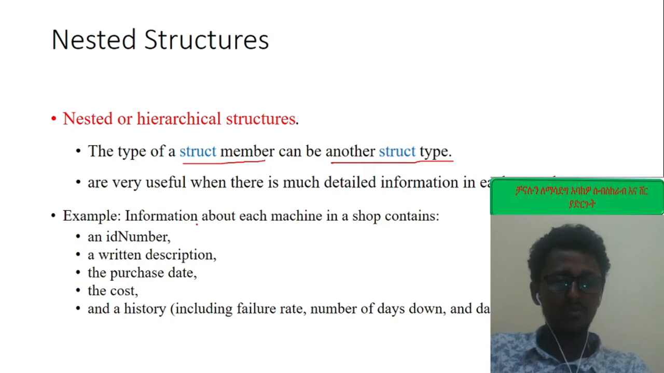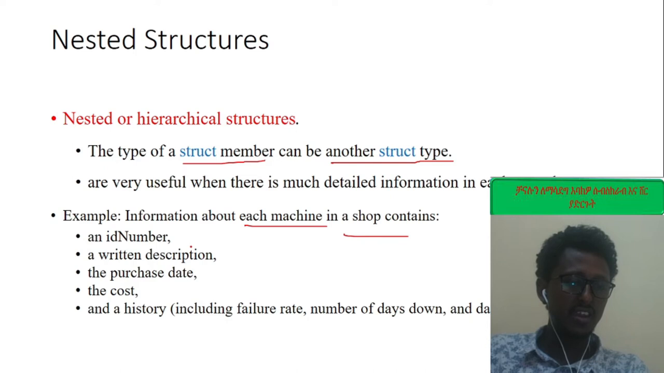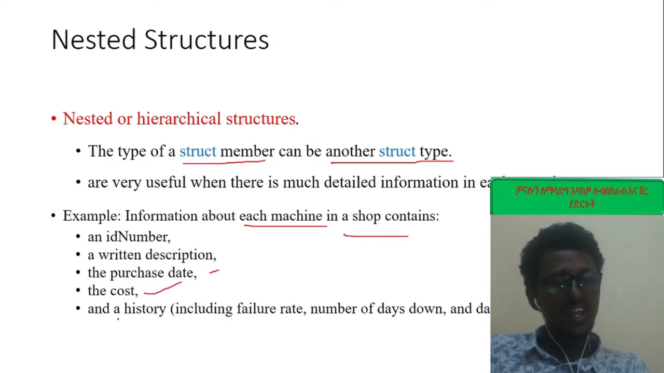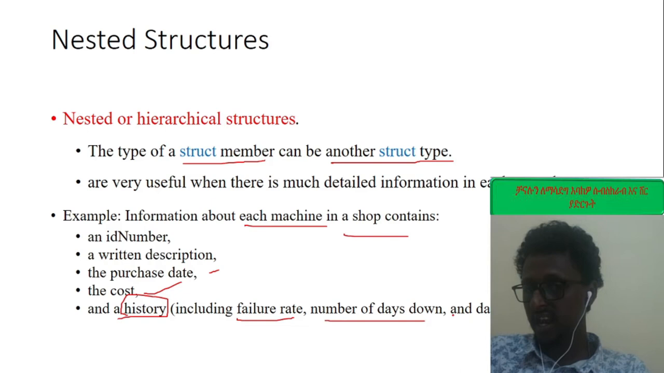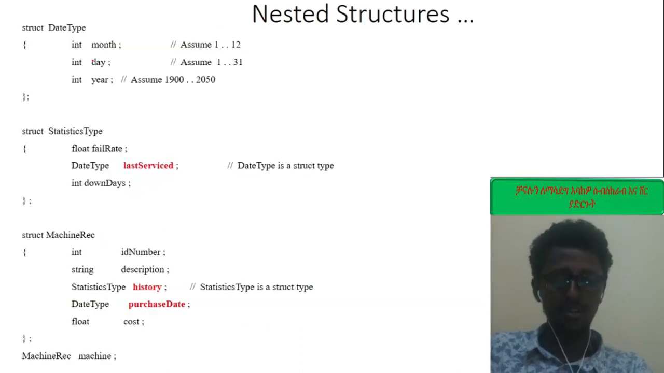For example, information about a machine. Each machine in a shop contains an ID number, written description, purchase date, cost, and the history including failure date, rate, number of days down, and the date of the last service. So this is another structure, this is another structure. How do we implement it? Look here as an example.